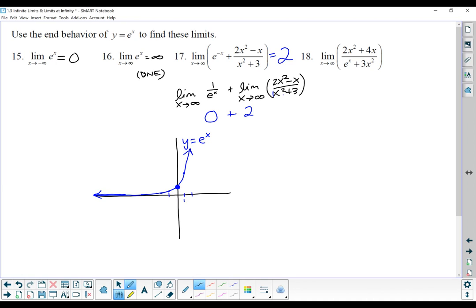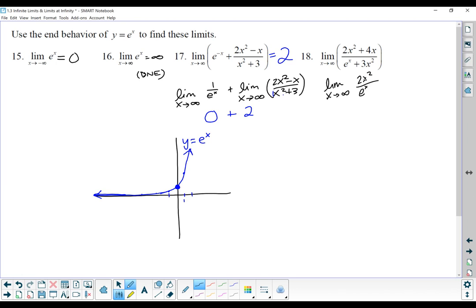Okay, the last one. Technically not a rational function because of that e to the x, but we can still just consider the most powerful term in the top and the most powerful term in the bottom in order to figure out our limit. So in the top, the most powerful term is a 2x squared, and in the bottom, comparing an exponential term to a quadratic term like this, exponentials really do grow a lot faster than quadratics, even with a coefficient of 3. So exponential definitely is going to be the larger term there.